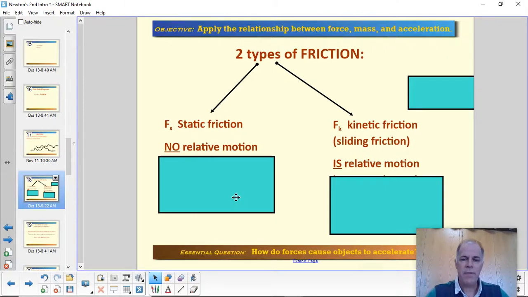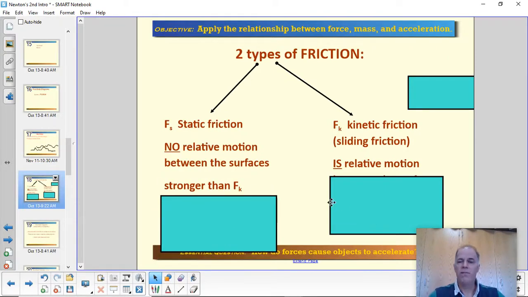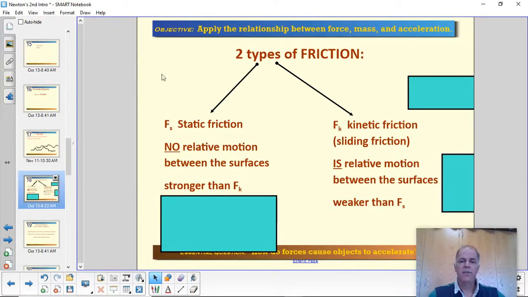Now, why do we care about the difference? Because one of them is stronger than the other. Static friction, when the two objects are not moving, is a stronger force than kinetic friction. The strong one is the static friction. Now, you know this from your own experience. If you've ever tried to slide heavy furniture to rearrange your living room or something like that, and you're pushing on the couch with somebody else, once you get it moving, people say, keep it moving, don't let it stop. If it stops, we won't get it moving again. Because that initial static friction is hard to overcome, but once you break it loose, it's easier to keep it going.